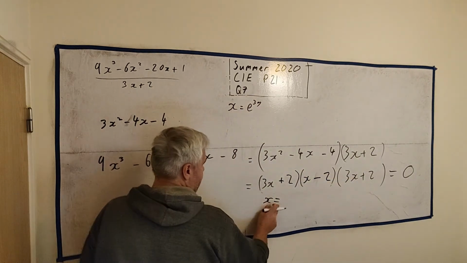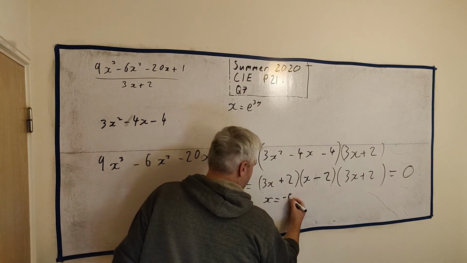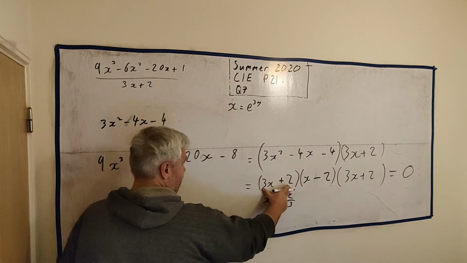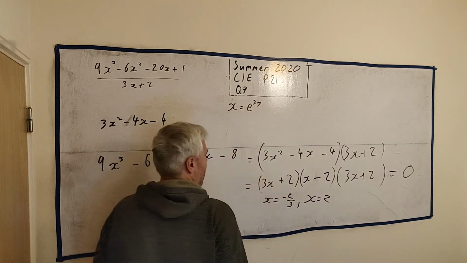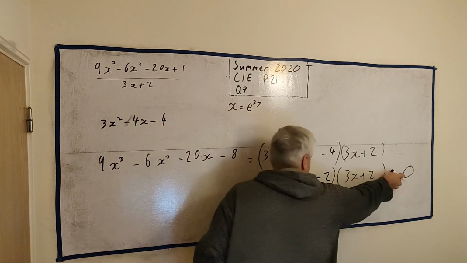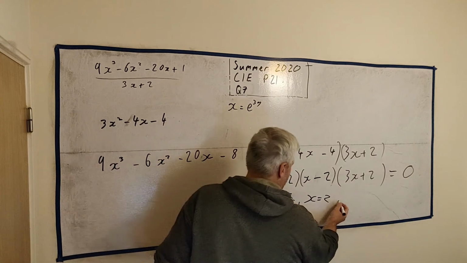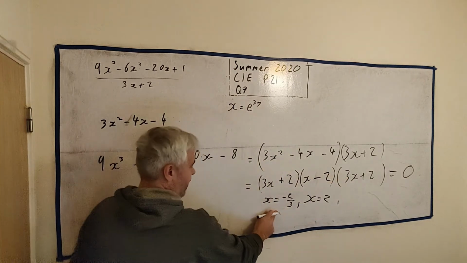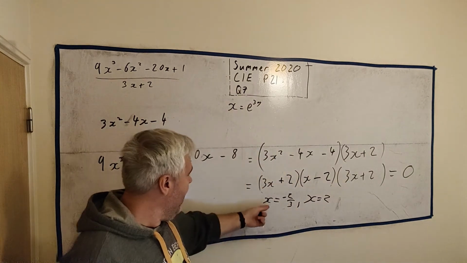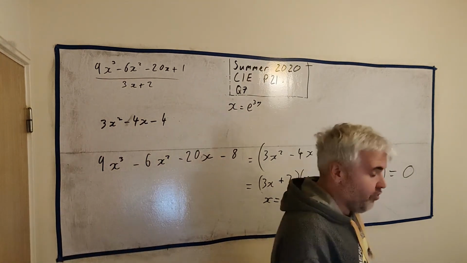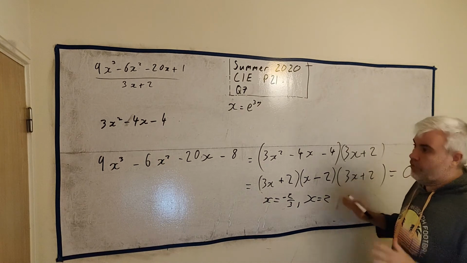Either way, we get 3 answers. We get x is equal to minus 2 over 3, if we just solve this. Another answer is x is equal to 2. Each of these is equal to 0. And this last one's the same as this one here, so I guess we get 2 answers. I don't have to write it out again. x is equal to minus 2 over 3, or x is equal to 2.